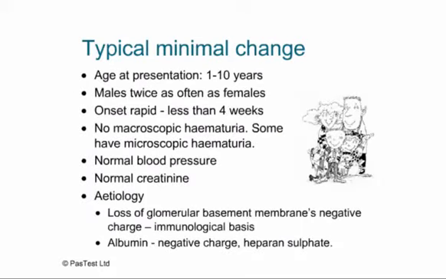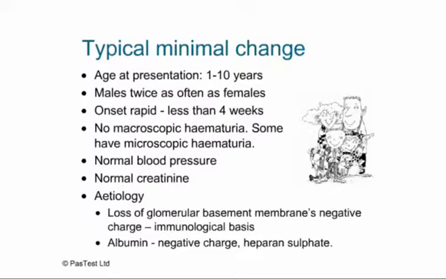The age at presentation is generally between 1 and 10 years. If you present before 1 year, the chances are that you're going to have Finnish-type congenital nephrotic syndrome, which is a very different disease. And if you present over the age of 10 years, you're going to have one of the other glomerulonephritides, such as FSGS and MPGN, which are typically disorders of older children. Once again, we see minimal change in boys twice as often as we do in girls, and it's a disease of rapid onset. So from being fairly well to presenting to hospital with gross edema is generally less than 4 weeks, and in many cases is just a few days.